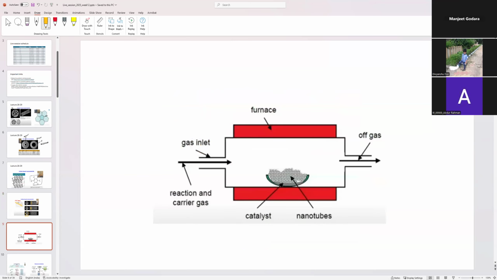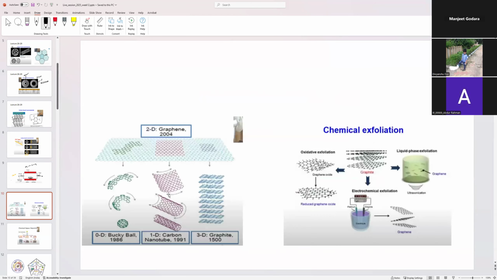Now the different ways of growing carbon nanotubes. You have your reactive gas, so CH4 plus inert carrier gas, argon. You heat it up, and by heating, you're breaking CH4 into carbon plus hydrogen. This carbon would deposit itself on the catalyst surface, giving you carbon nanotubes. The excess gases, hydrogen and the argon, get removed through the gas outlet.